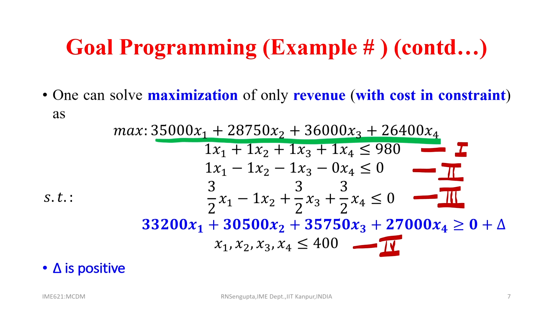Now, if I consider the minimization problem, then it was basically minimization of the cost. What we have seen is that if you only minimize the cost, nothing else is to be considered. So, obviously, it is best to produce nothing. So, the minimum cost would be 0.